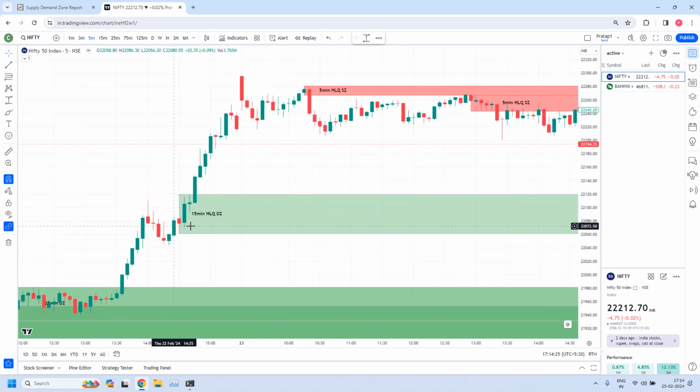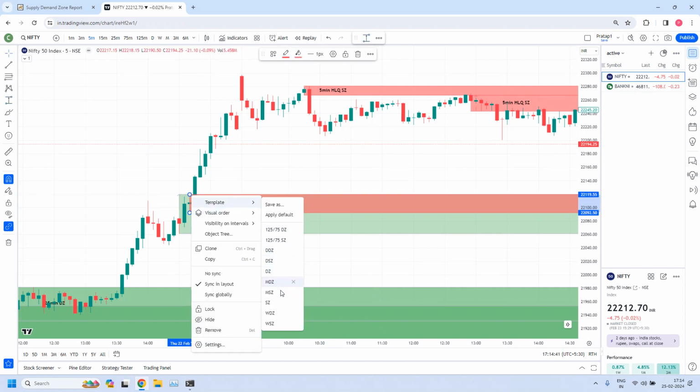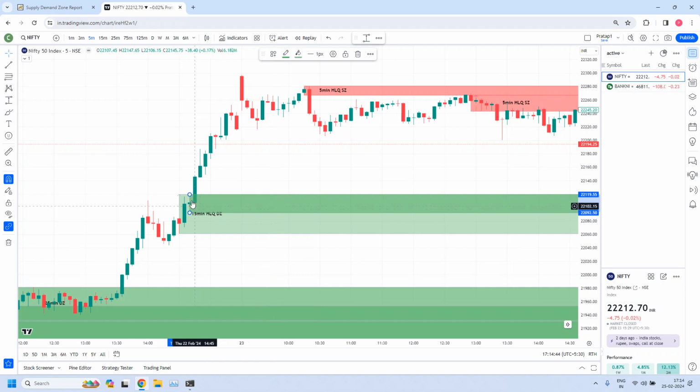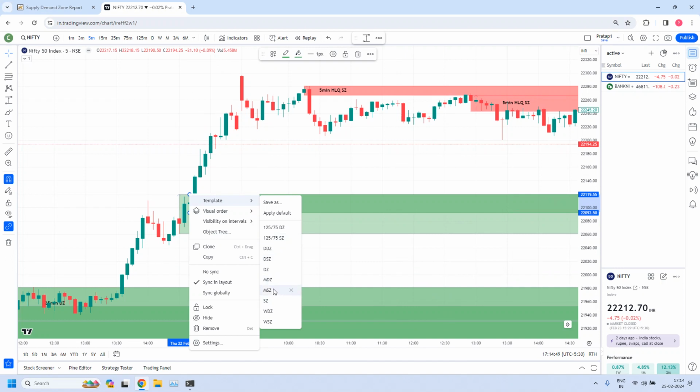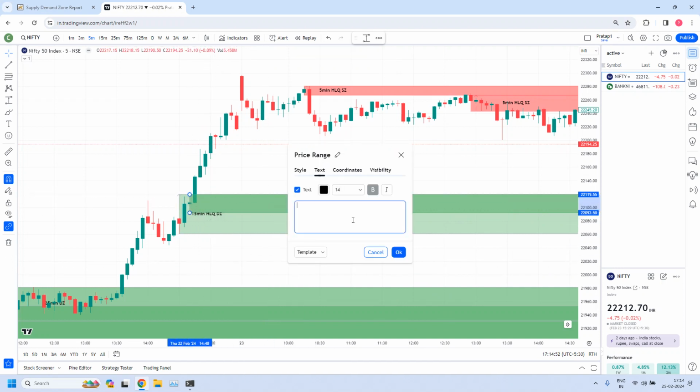Here inside the 15 minutes, see, 15 minutes is a high liquidity demand zone. Inside the 15 minutes, we have rally, base, rally. This is also a high liquidity zone. That is excellent. This is a 5 minutes high liquidity demand zone. Good.